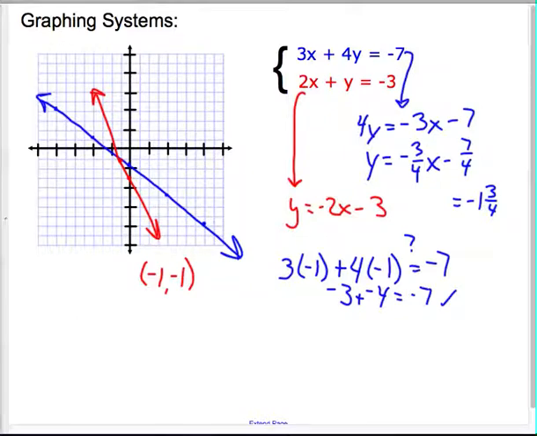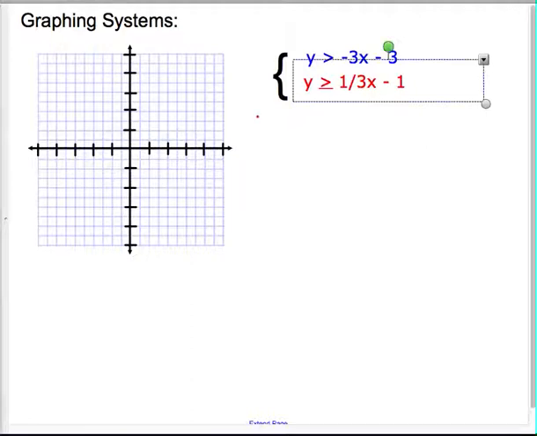For my red equation, to substitute, I'm going to go back to the original just in case I made a mistake when I was solving, and that way I'm checking the correct equation for sure. 2 times -1 gives me -2 plus -1 does equal -3, so that one checks as well. So that's our solution to the system.